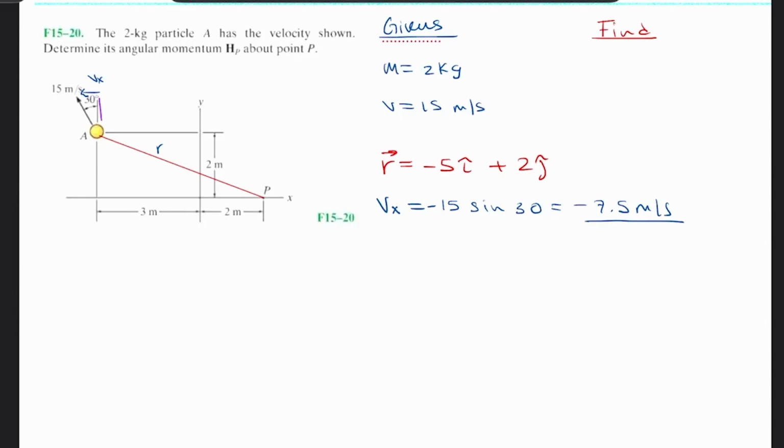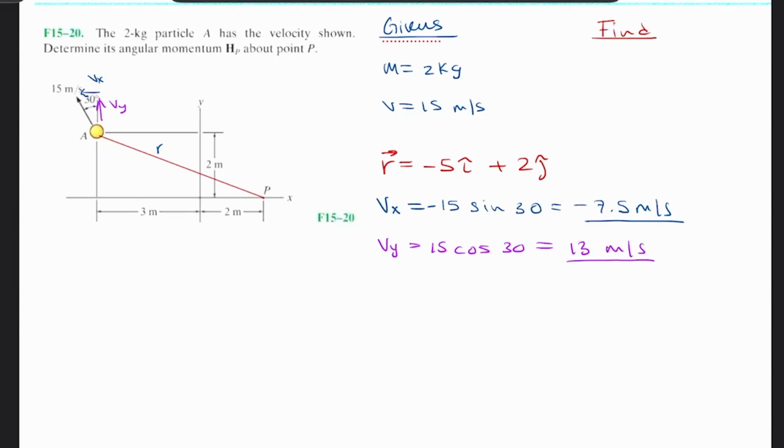And then its component Vy is 15 cosine of 30, and this is approximately 13 meters per second.